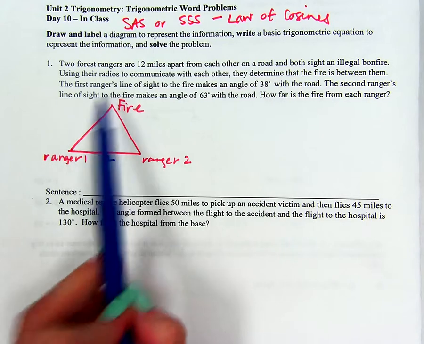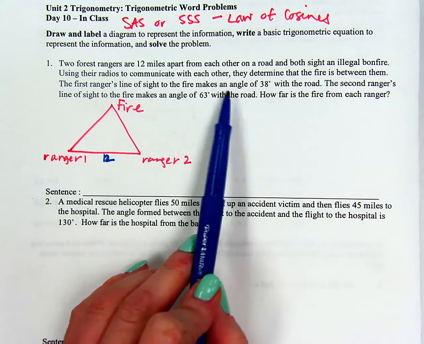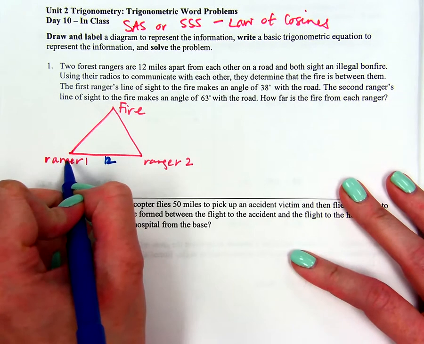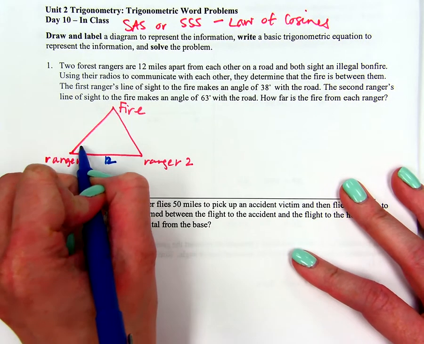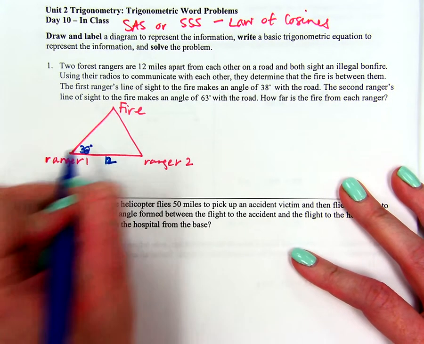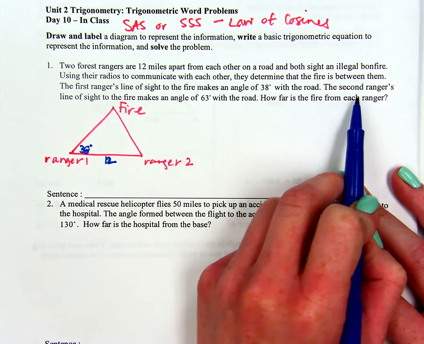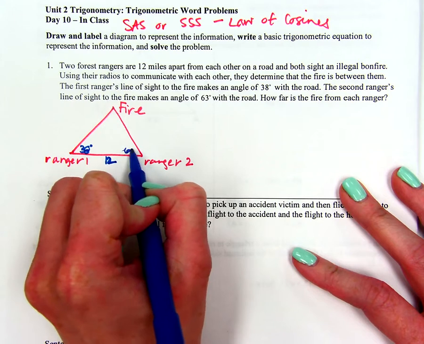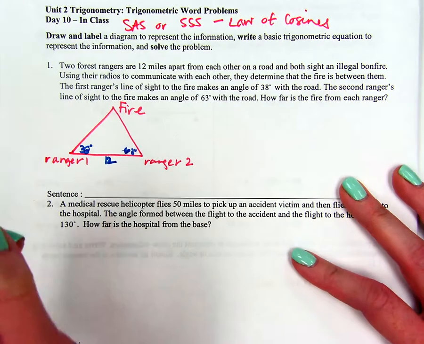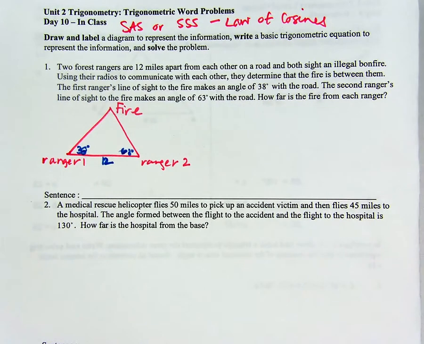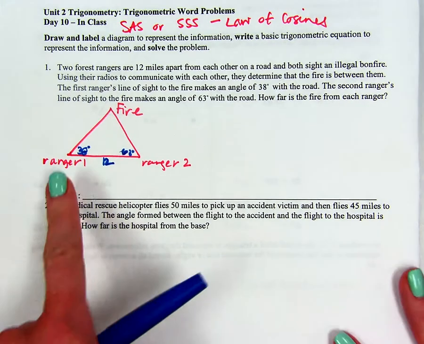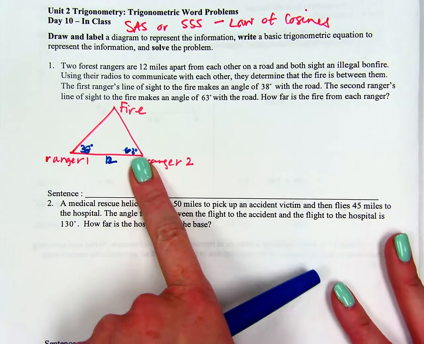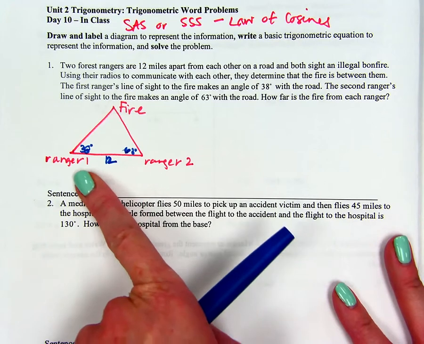The first ranger's line of sight to the fire makes an angle of 38 degrees. So Ranger 1 that we labeled right down here is 38 degrees. And it says the second ranger's line of sight up to the fire makes an angle of 63 degrees. Now I've labeled everything that I have. Looking at what I have, I have an angle, side, angle. That's what's given to me. Remember, the side has to be in between the angles.